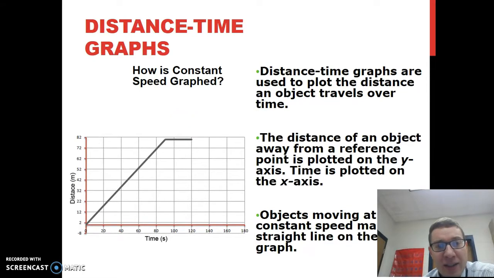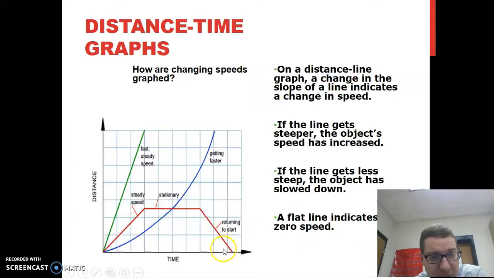So our next part is distance time graphs. Distance time graphs are used to plot the distance an object travels over time. The distance of an object away from its reference point is plotted on the y-axis, and the time is plotted on the x. So here's our time, it's on the x-axis. The distance is plotted on the y. So objects moving at a constant speed make straight lines on the graph. So this is moving at a constant speed. We're moving right here at our constant speed. Straight lines. See that straight line?